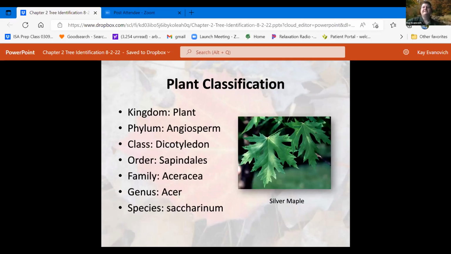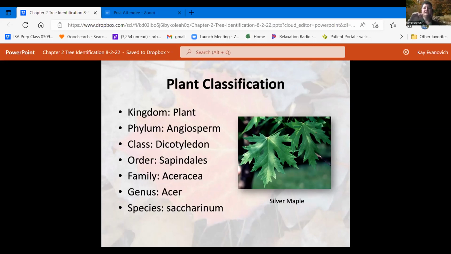Plant classification. So here we go. This is a silver maple, and this is how that silver maple, which is a common name, is identified. Its kingdom is plant. Its phylum is an angiosperm, right? It has two seed leaves. So its class is a dicotyledon or Eudocotyledon. And you need to remember that. Eudocotyledon is the same thing as dicotyledon, okay? That's in your new book, the new chapter, the new 4th edition of the study guide.